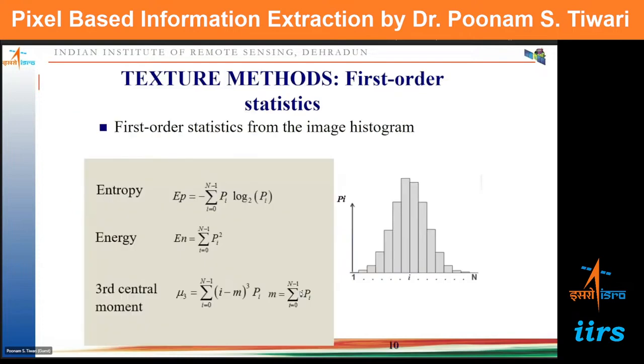Okay, so we will be discussing the first order texture parameters. First order texture parameters can be directly calculated from the pixel values or by the histogram. These are some common first order texture parameters, which are entropy, energy, central moment, and so on. The formulas are already given here. You need not bother about the formula.